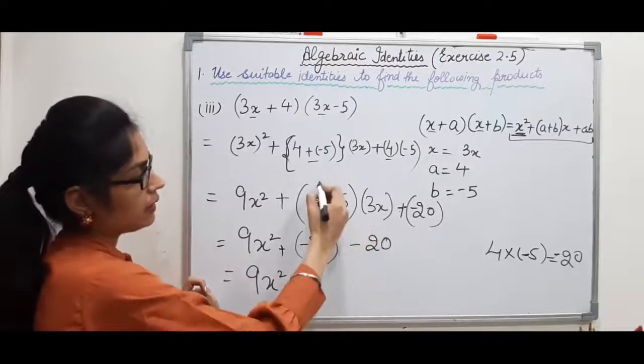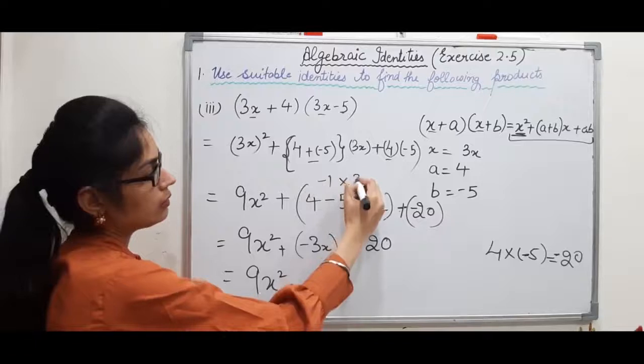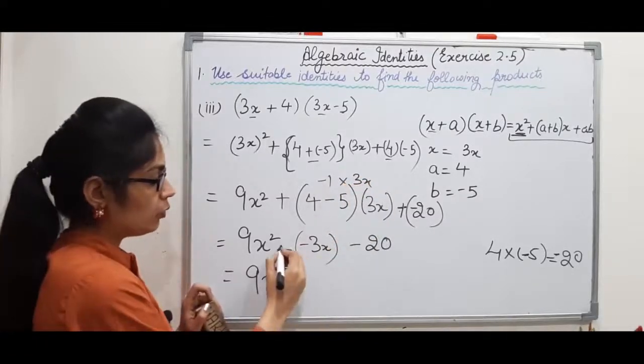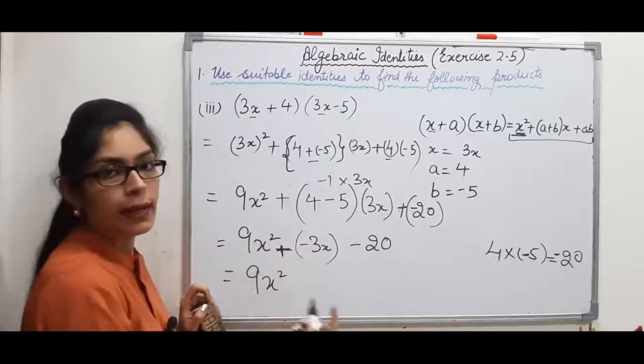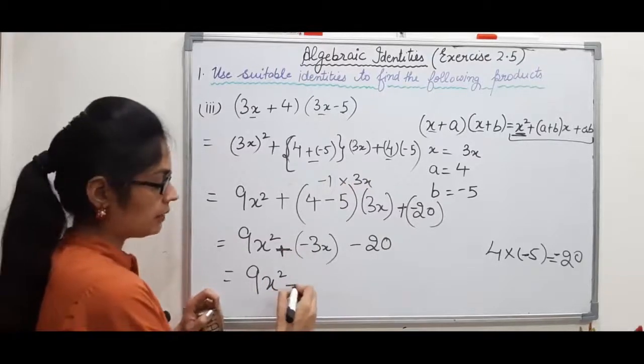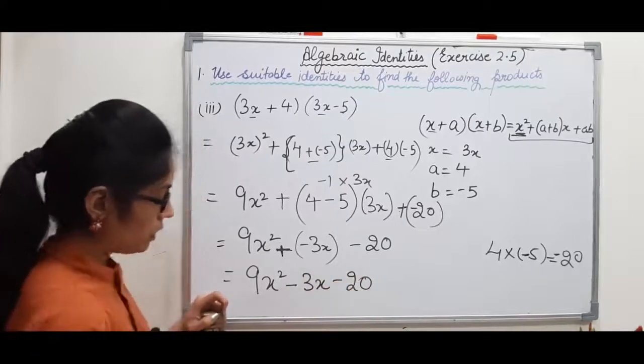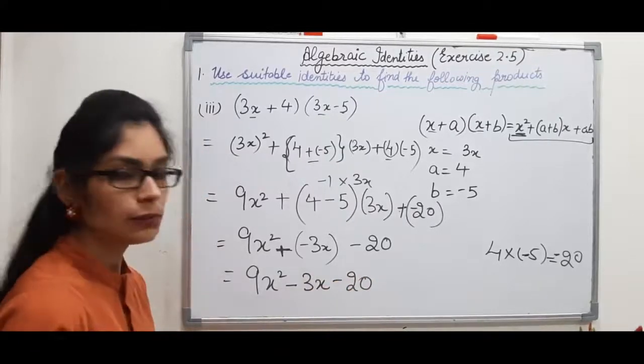So just multiplication: this is equal to minus 1 and this is 3x. So minus 1 into 3x is minus 3x. Now two signs are together, plus and minus. Plus minus is minus. So minus 3x minus 20. So 9x square minus 3x minus 20.